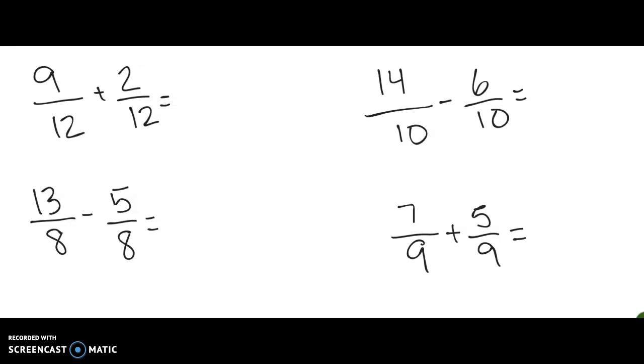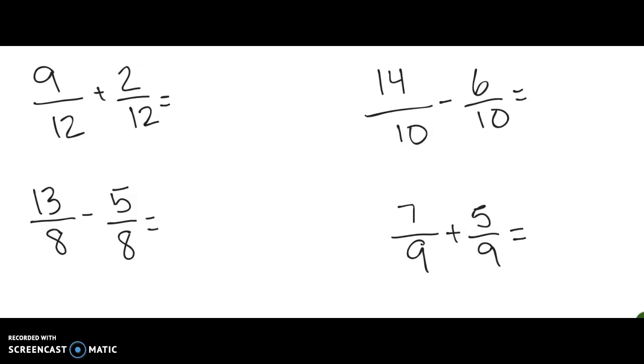Great, so here are your problems. I want you to go ahead and solve them. If there is an improper fraction, please solve them with either a number line or a picture. Make sure that you're solving them correctly to have a mixed number and an improper fraction. Go ahead and pause the video, solve them, and then we'll come back for the answers.